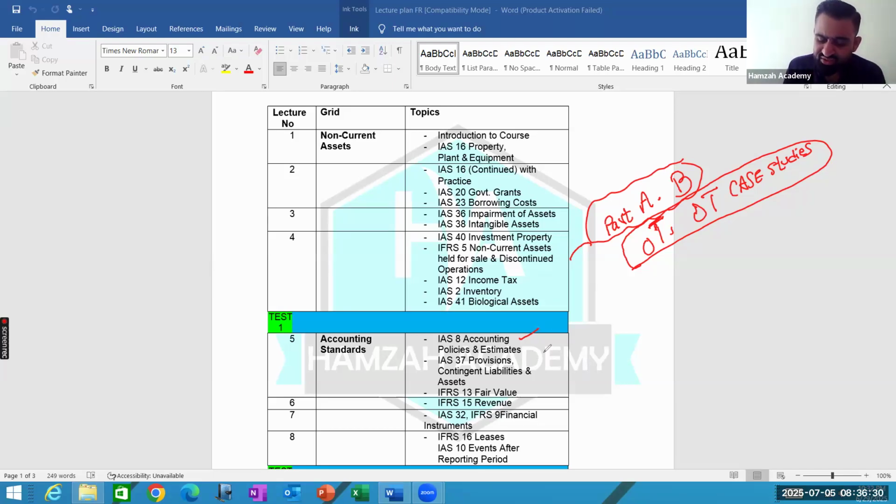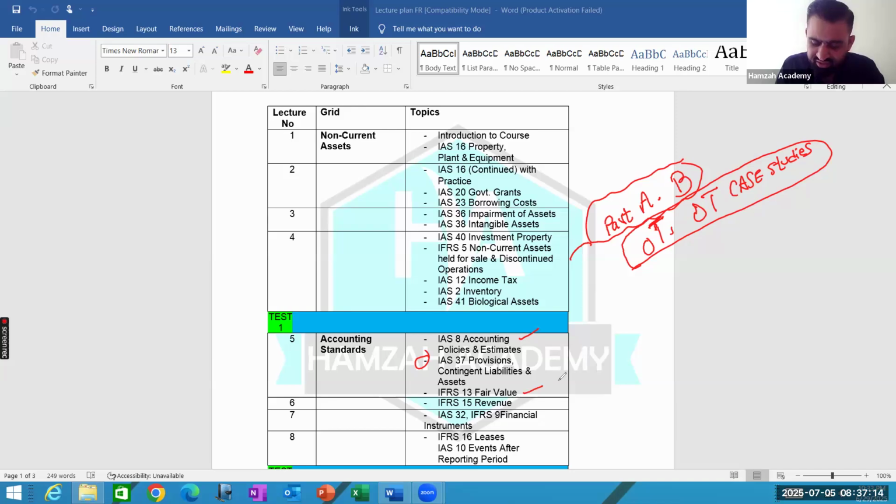Then we have IAS 37. In IAS 37, we will be learning about provisions, contingent liabilities, and contingent assets. A provision is a form of a liability, like warranty provision, refund provision, dismantling cost provisions. Then we have contingent liabilities and contingent assets. So how will we account for provisions, contingent liabilities, and contingent assets? For that purpose, we have IAS 37.